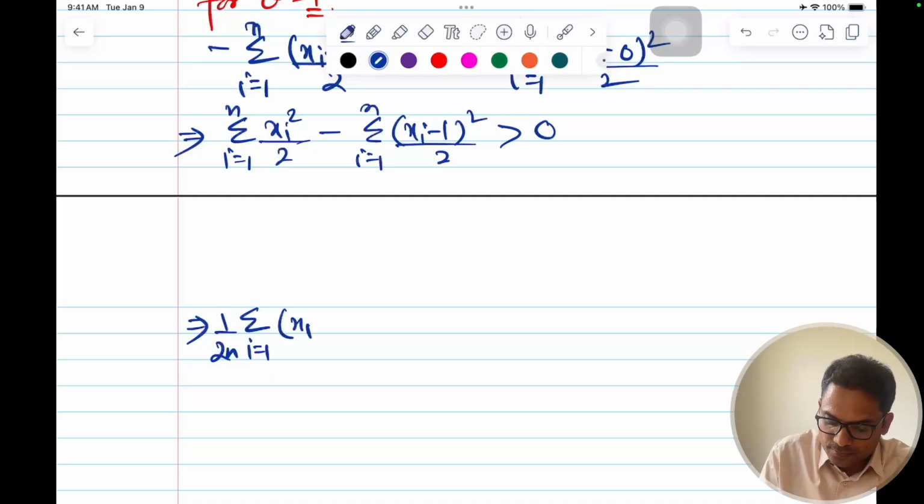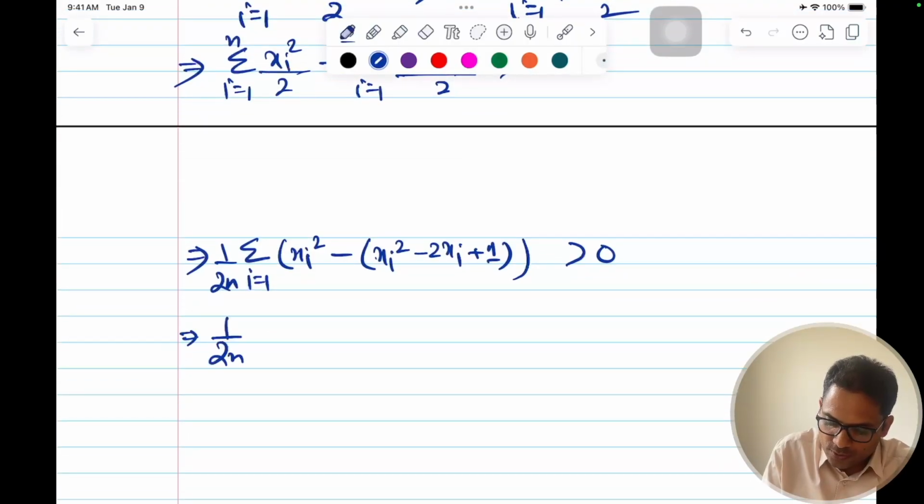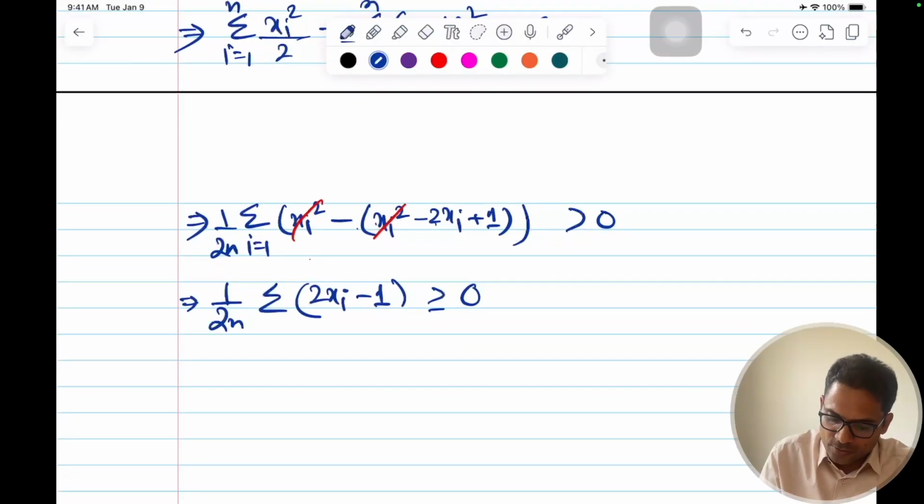And let's expand it: xi square, minus xi square minus 2xi plus 1, is greater than 0. So this implies 1 by 2n. This xi square and this xi square will cancel out, and then remaining, minus minus plus, this will become 2xi minus 1 is greater than or equal to 0.